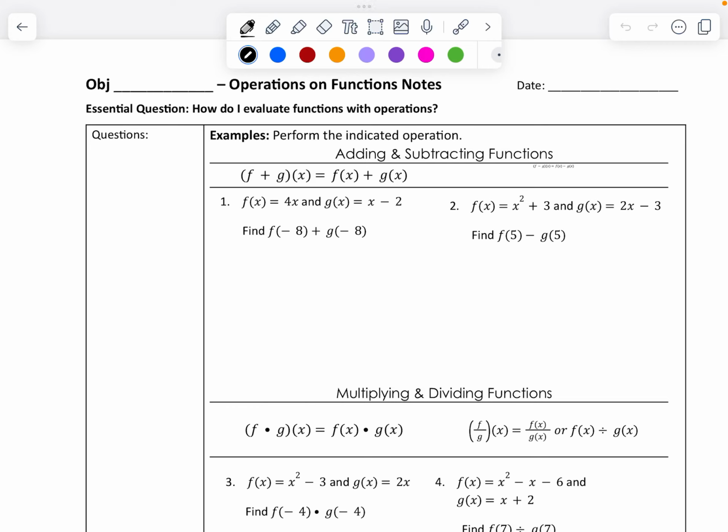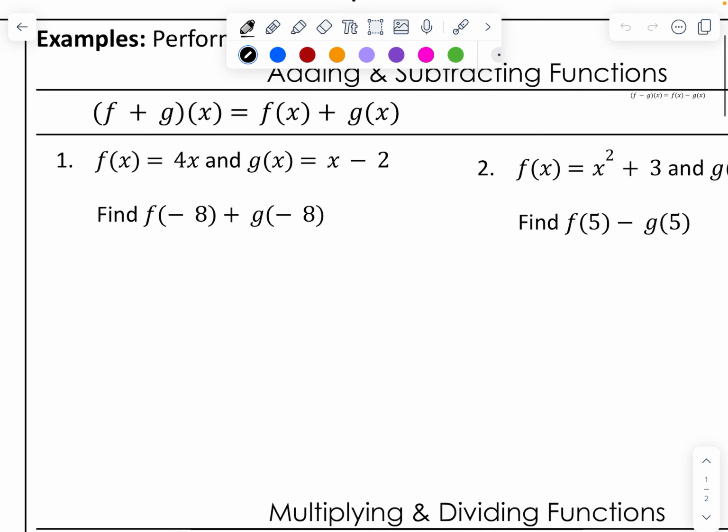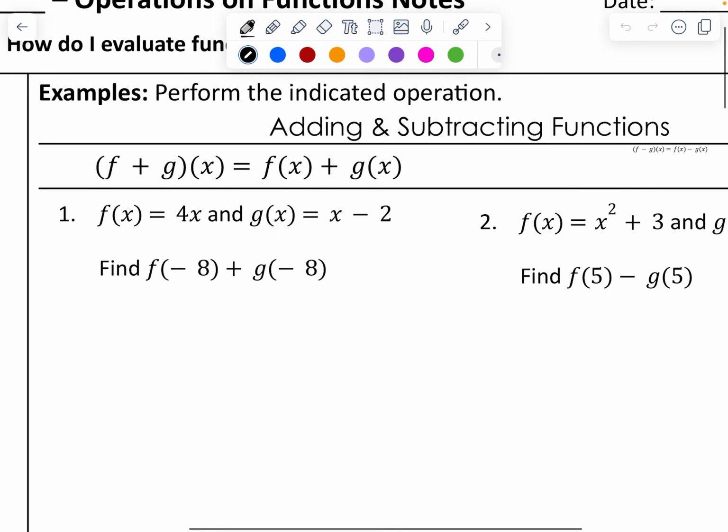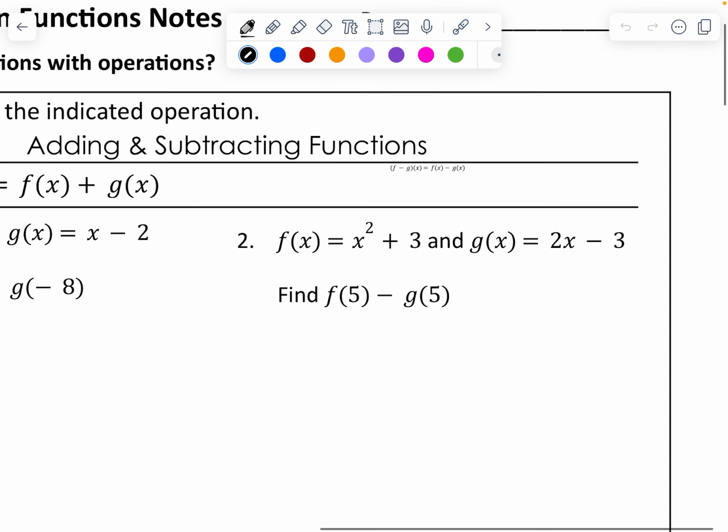Today we're going to be performing operations on functions. So basically what we'll be doing is evaluating the function and then using the outputs to perform the given operation. So first, let's look at adding and subtracting functions. I'm not sure why on this template this is so small, but you might want to write it bigger.